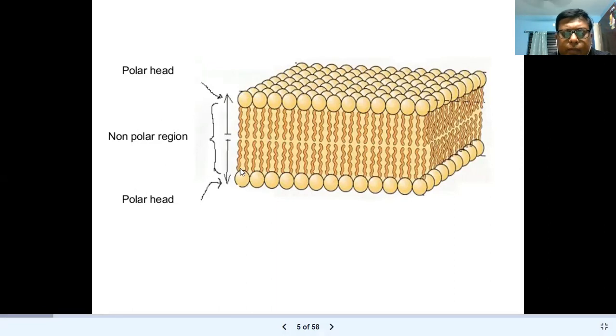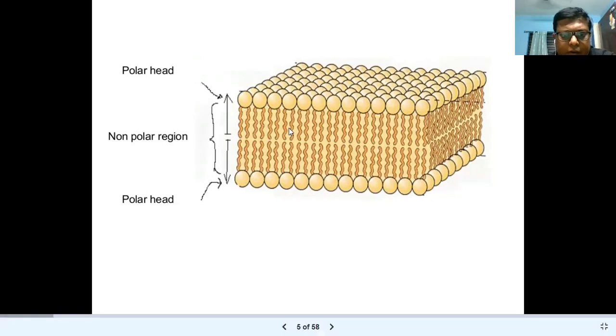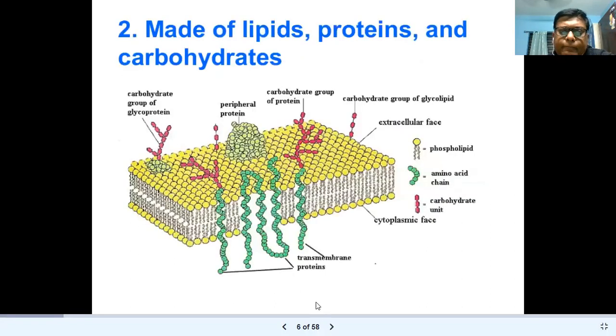There are two layers of lipid. This is the polar head group that is facing outward, that is ECF, extracellular fluid. It is interacting with the H2O of ECF, and this is the polar head group that is facing the ICF. This is the bilayer structure of the cell membrane.